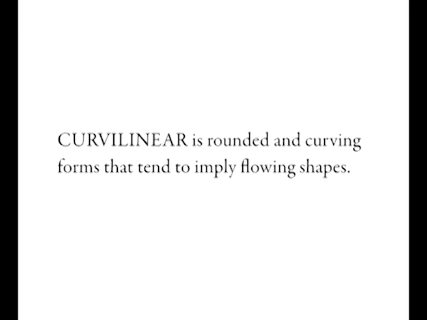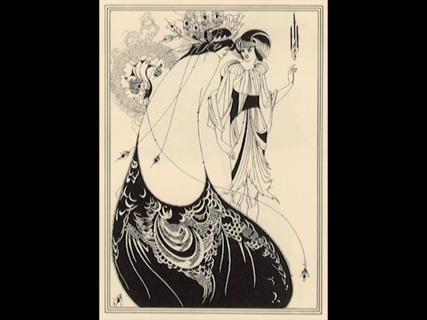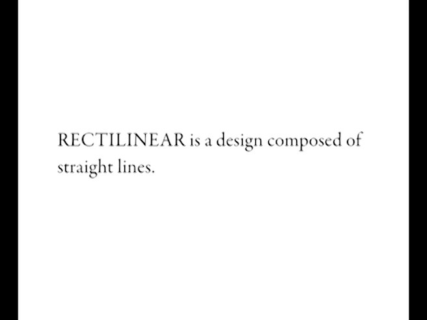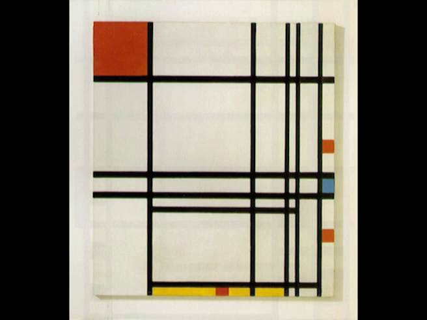Curvilinear is rounded and curving forms that tend to imply flowing shapes, often associated with Art Nouveau. This is an example. So curvilinear, round and flowing. Rectilinear is a design composed of straight lines. This is De Stijl, Mondrian, the artist.